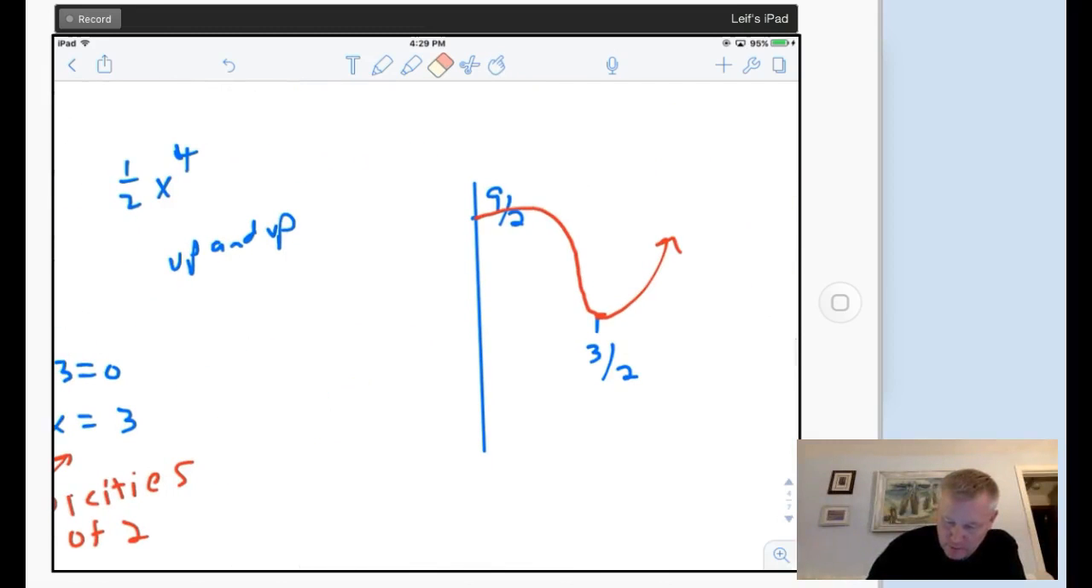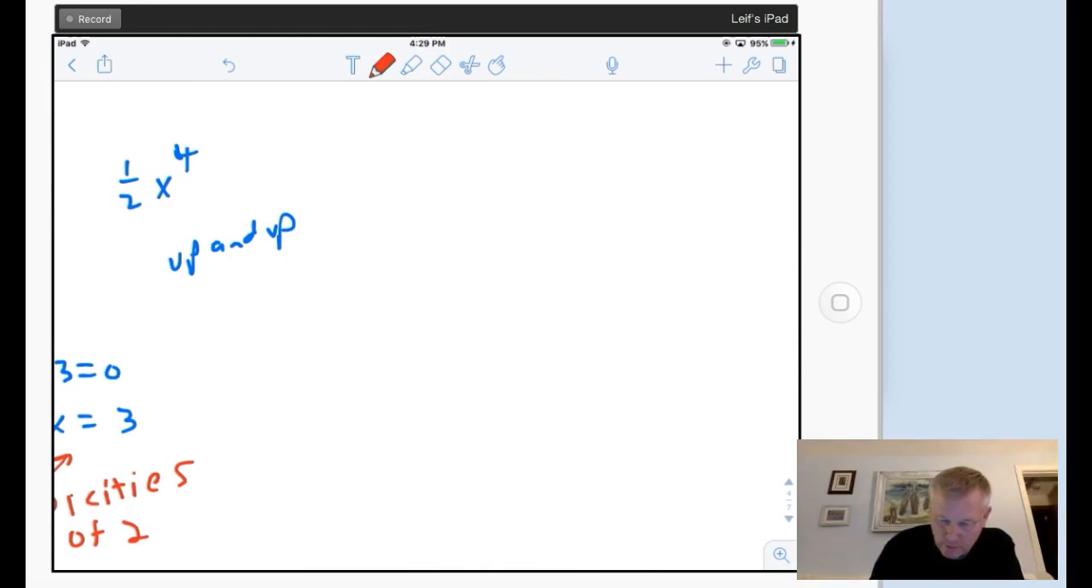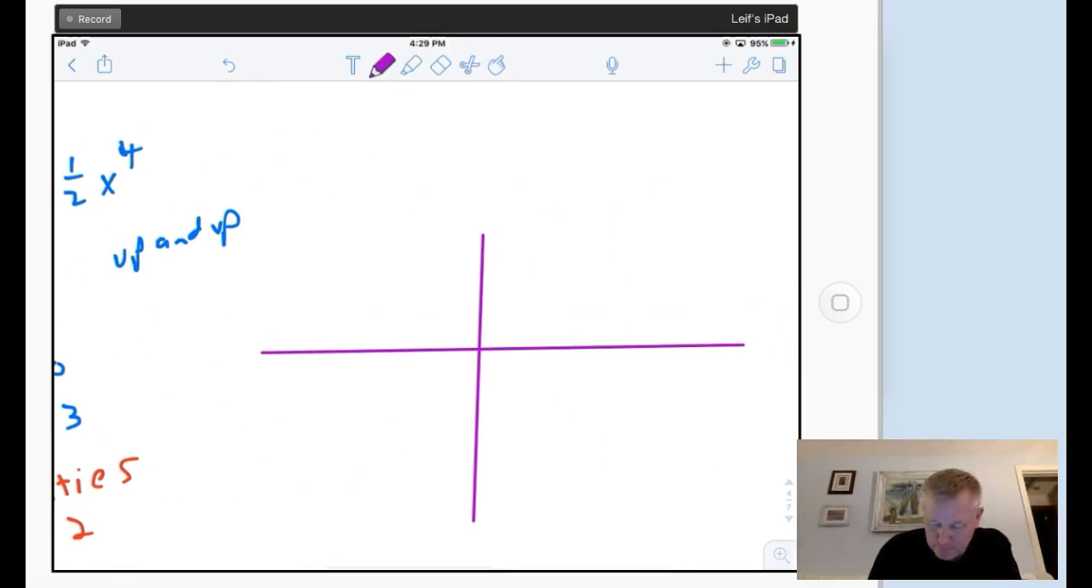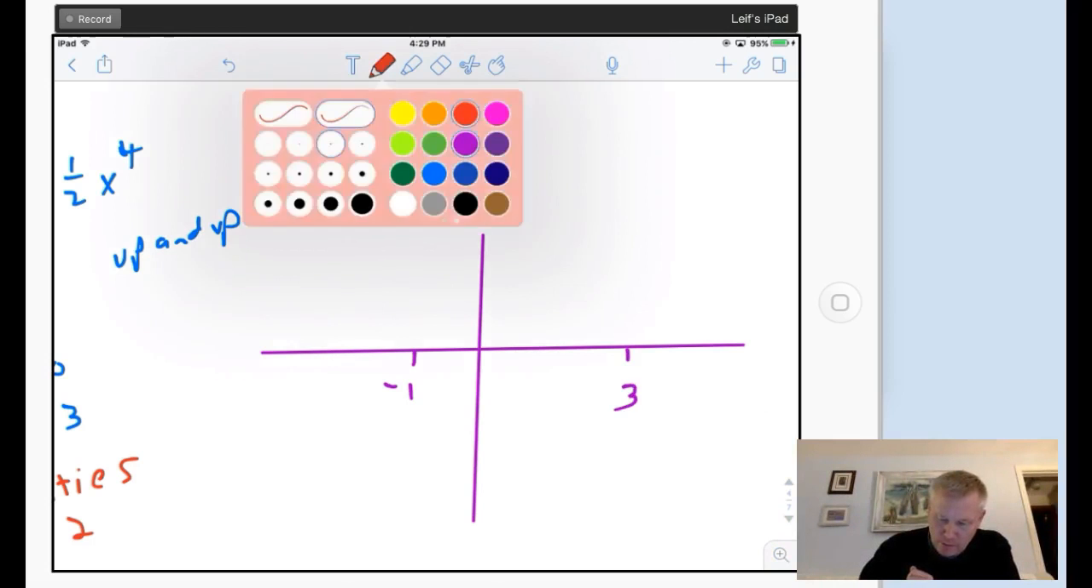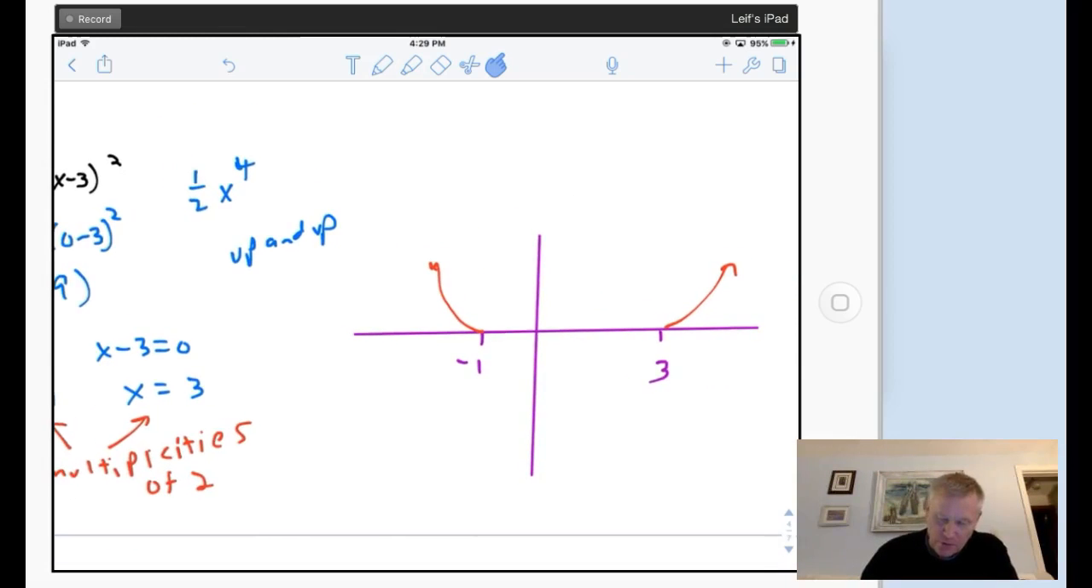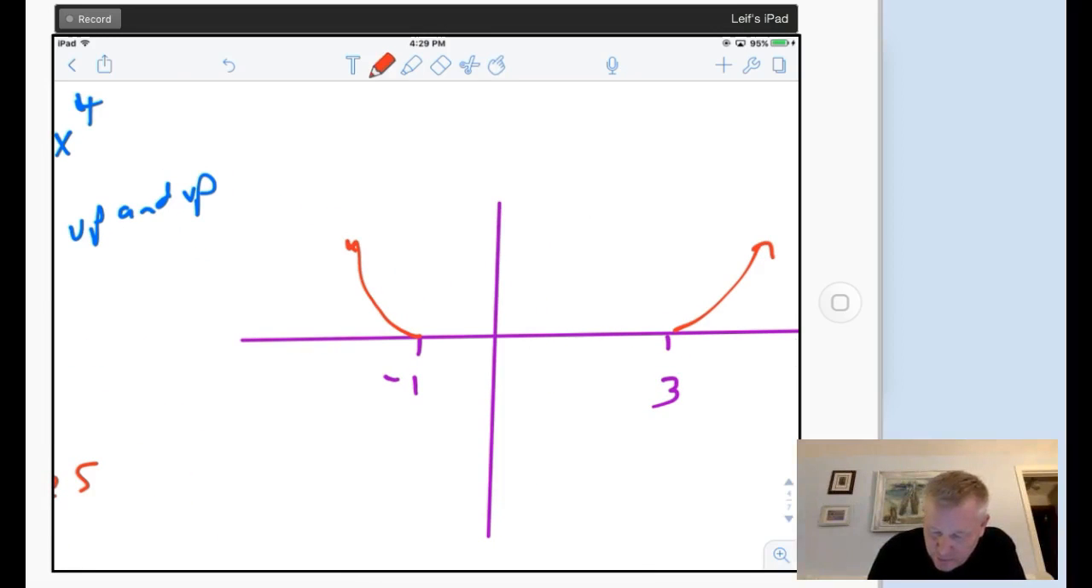Oh, I already started this one. That's from earlier. All right, so -1 and 3. And we said the end behavior was up and up. So start here. Okay, now it doesn't actually go through either point because both of them have a multiplicity of 2. So both of them come down and touch that x-axis at the -1 and the 3.